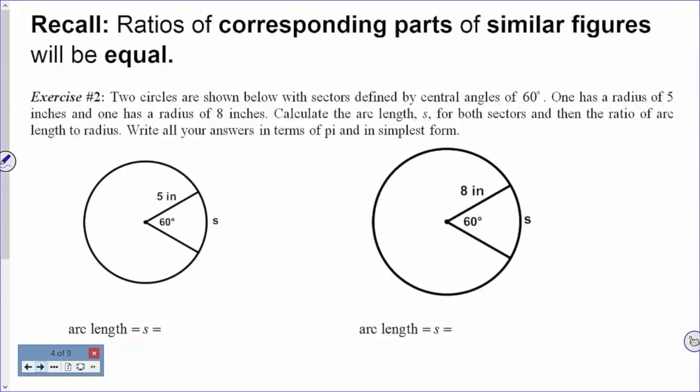Two circles are shown below with sectors defined by central angles of 60 degrees. One has a radius of 5 inches and one has a radius of 8 inches. Calculate the arc length S for both sectors, and then the ratio of arc length to radius. Write all your answers in terms of pi and in simplest form.